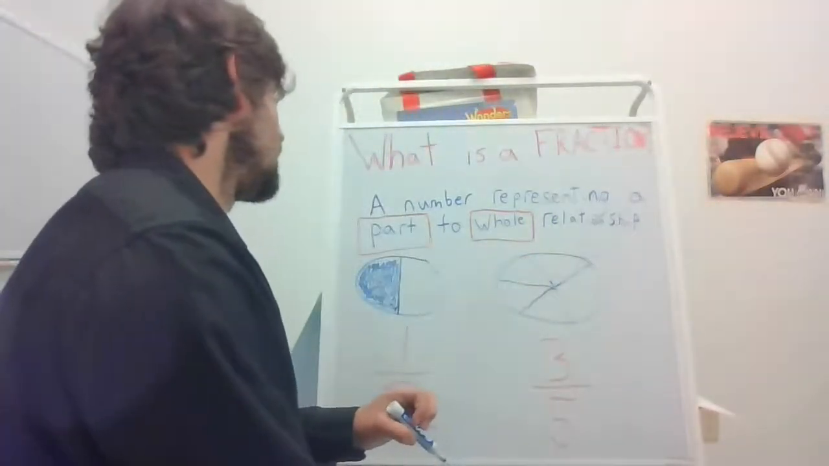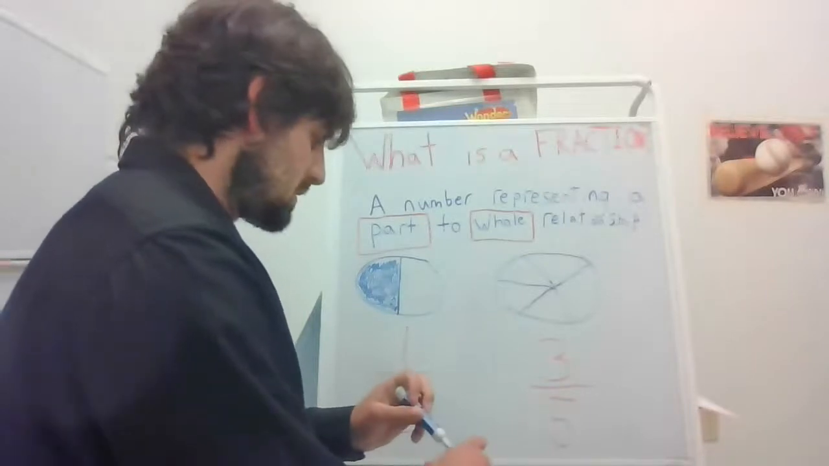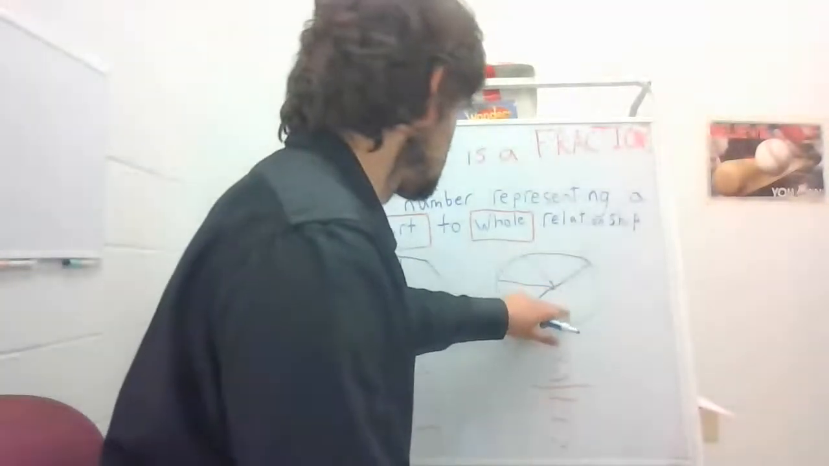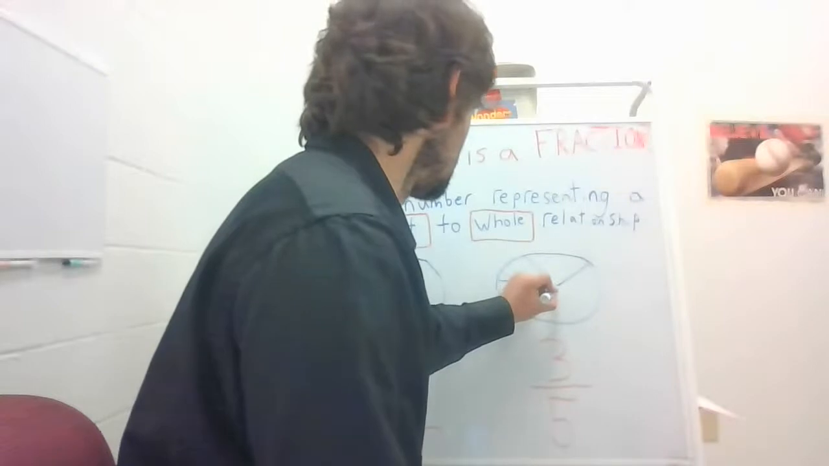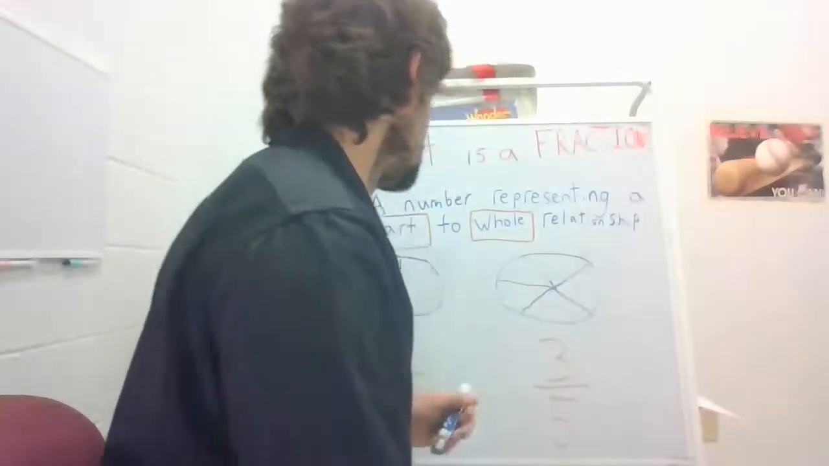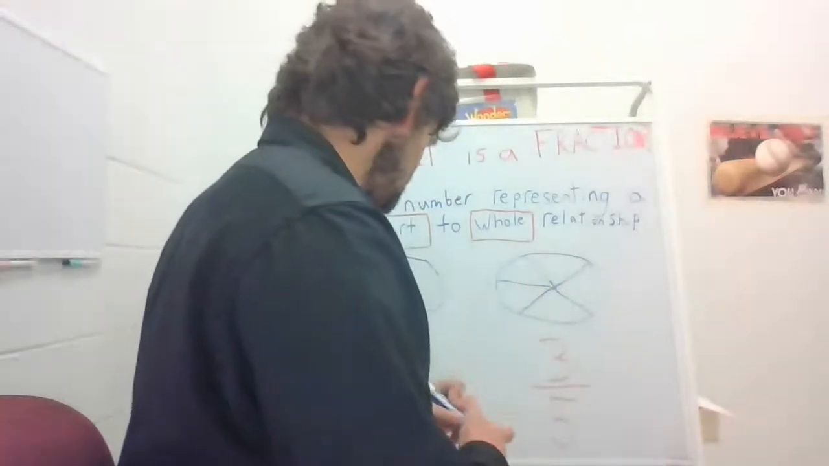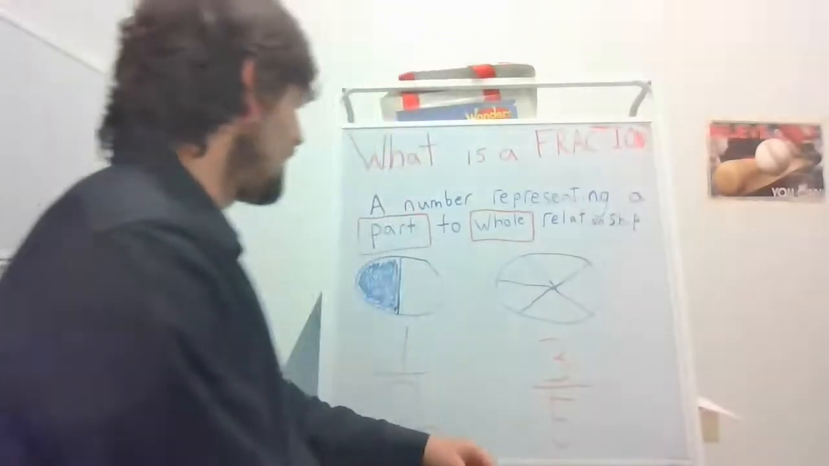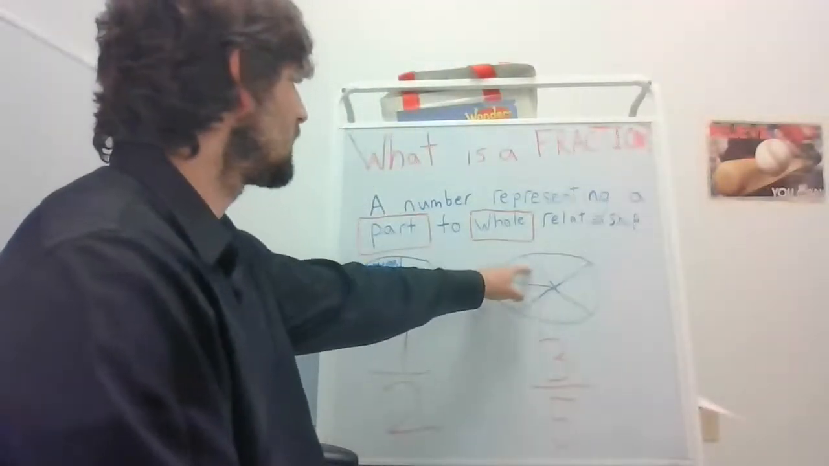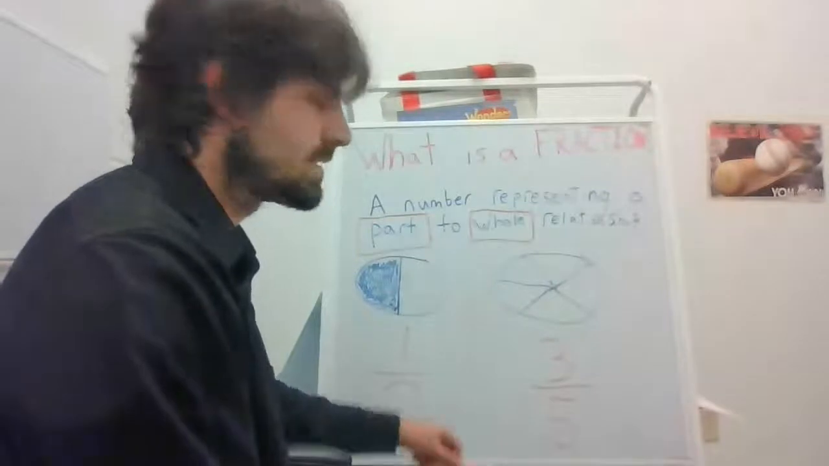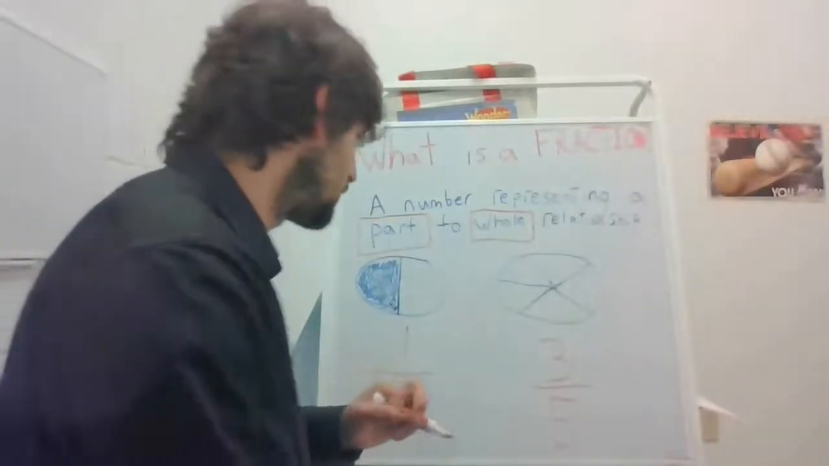I think on the next one, I'm going to draw a square. Let me make this so it's a little closer. There we go. So I have 5 total parts, 1, 2, 3, 4, 5. I'm going to shade in 3 of those 5 parts.